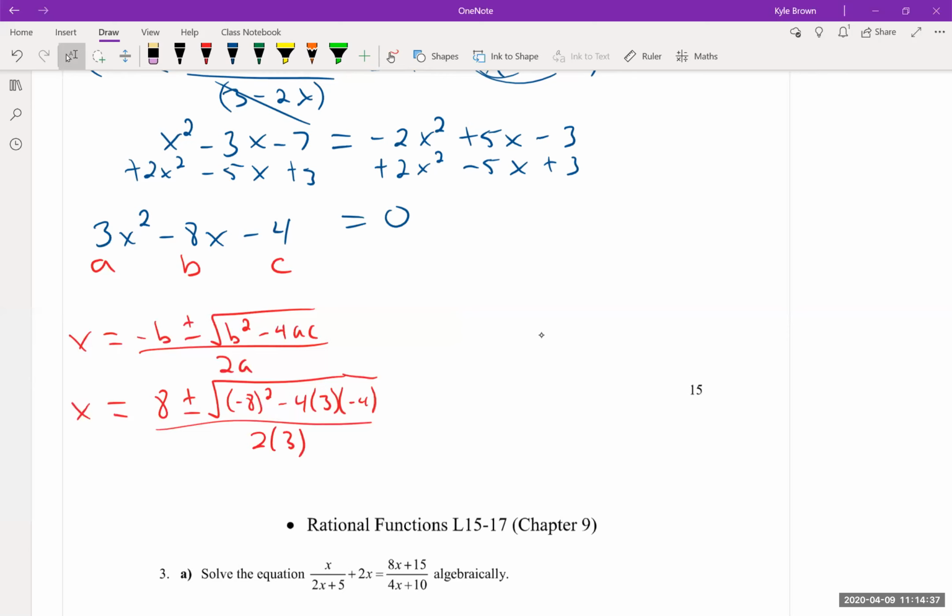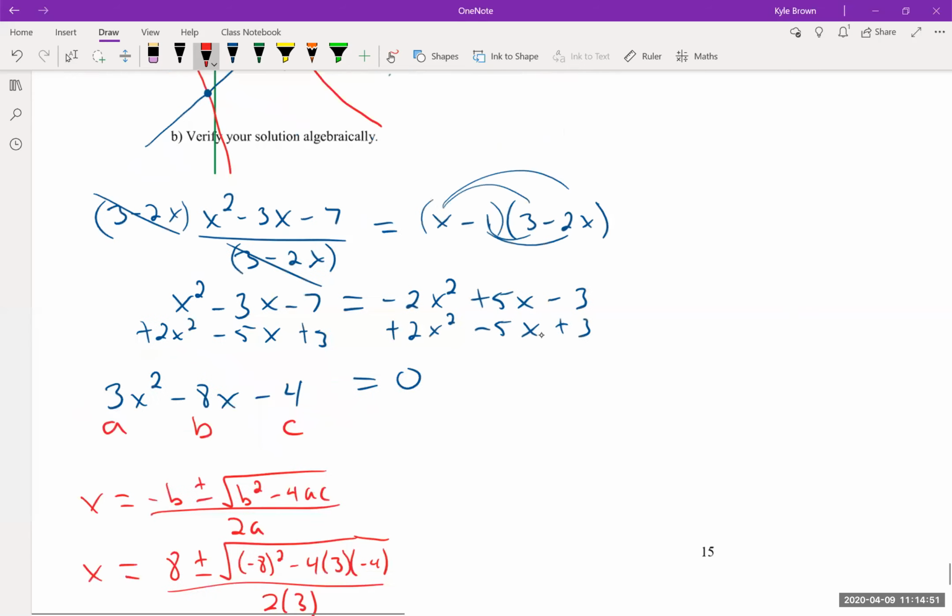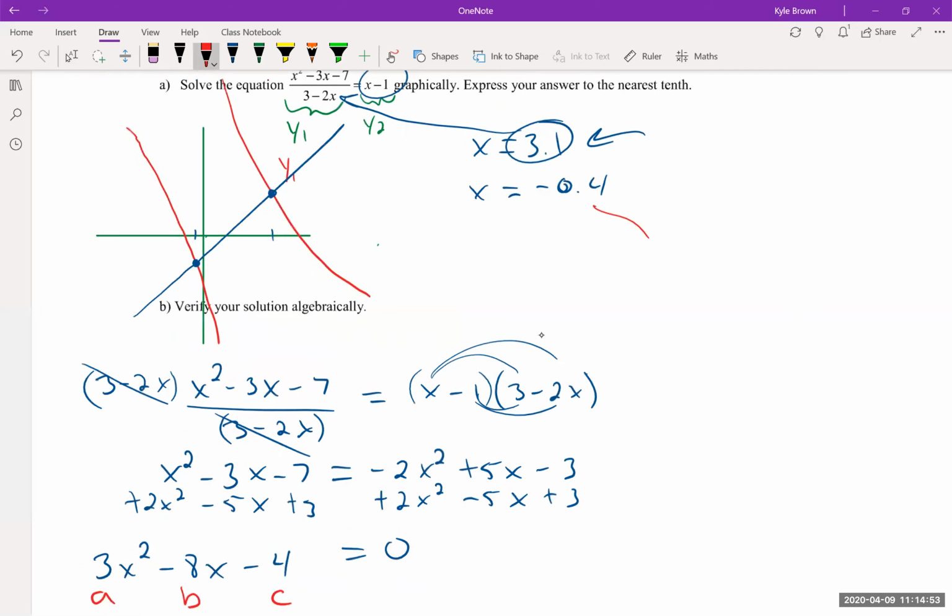Putting all that in, we get X is equal to, doing the positive and then doing the negative, we get two answers out of this, right? 3.1, and we get X is equal to negative 0.4. So same as above, right? So it doesn't matter how you do it. This was the graphing way, and this was the algebra way.